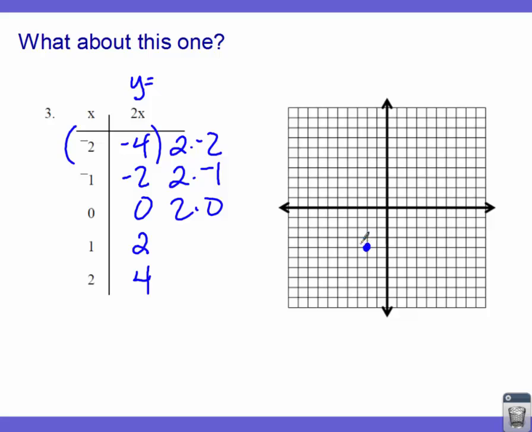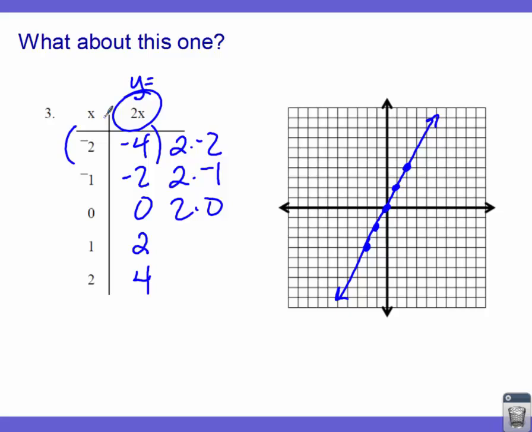Then I'm going to go left 1, down 2, put a dot. And then right or left none, up or down none. So this one is actually on the origin. Then I'm going to go right 1, up 2, right 2, up 4. Okay, and then to finish this off, we're going to connect the dots and extend out in both directions. And that is the graph or the picture of what 2x looks like.